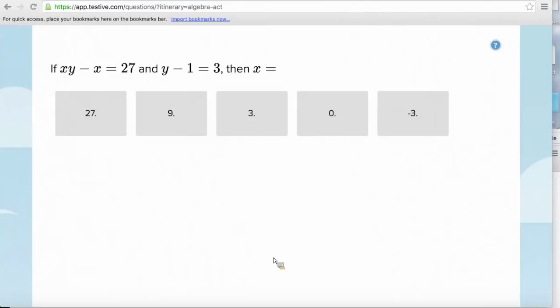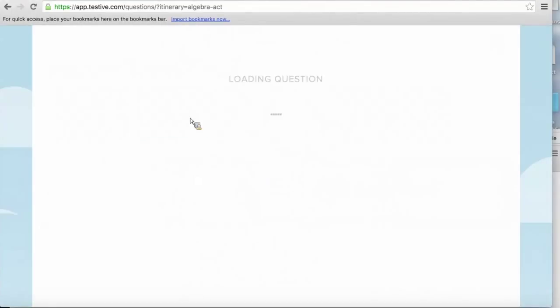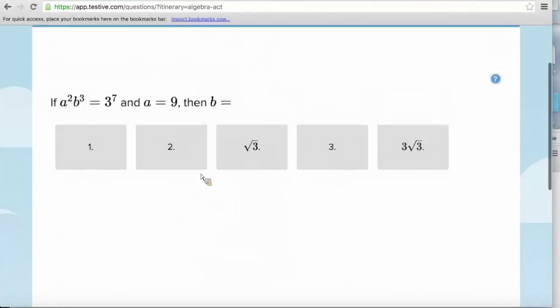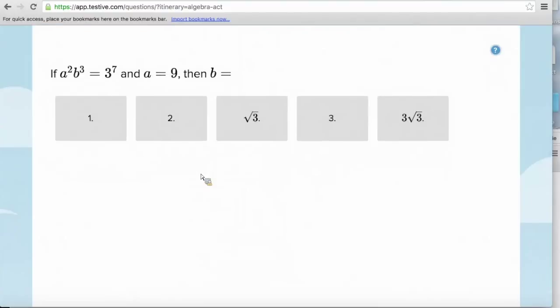Anyone have an idea? Okay, I see an answer. 9. Okay. Going once, going twice. Okay, I see 2, 9. Okay, I see a lot of 9. So let's assume you guys are right. Awesome. It was 9. Let's try another one. A little harder this time. Our questions are based on your ability level, so the more we answer right, the harder questions we get.